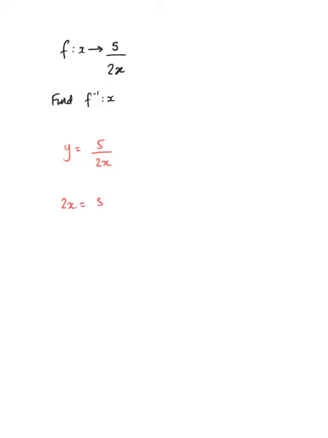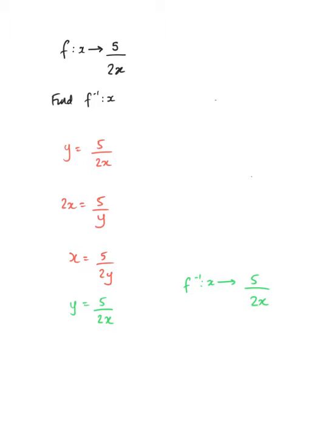So 2x is equal to 5 over y. Multiply both sides by 2x and divide both sides by y, or just swap the y and the 2x. And you divide both sides by 2, so x is 5 over 2y. Swap the x and y, so y is equal to 5 over 2x, which is telling me the inverse function of x is 5 over 2x.